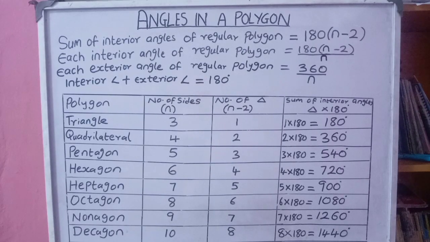Today we shall be looking at angles in a polygon. And what is a polygon? A polygon is a plane, flat, two-dimensional closed figure bounded by straight lines.